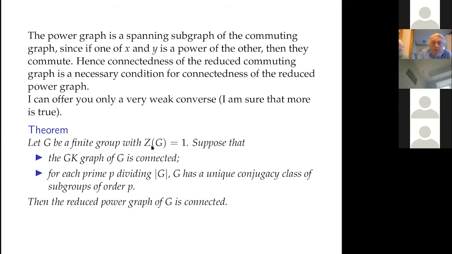If you have a group with trivial center, and you assume that the Gruenberg-Kegel graph is connected, and you also assume that there's a unique conjugacy class of subgroups of order P for every prime dividing the order of G, then it follows that the reduced power graph is connected. So it's a partial converse, but it does need this rather strong assumption here, which of course doesn't hold in many cases.